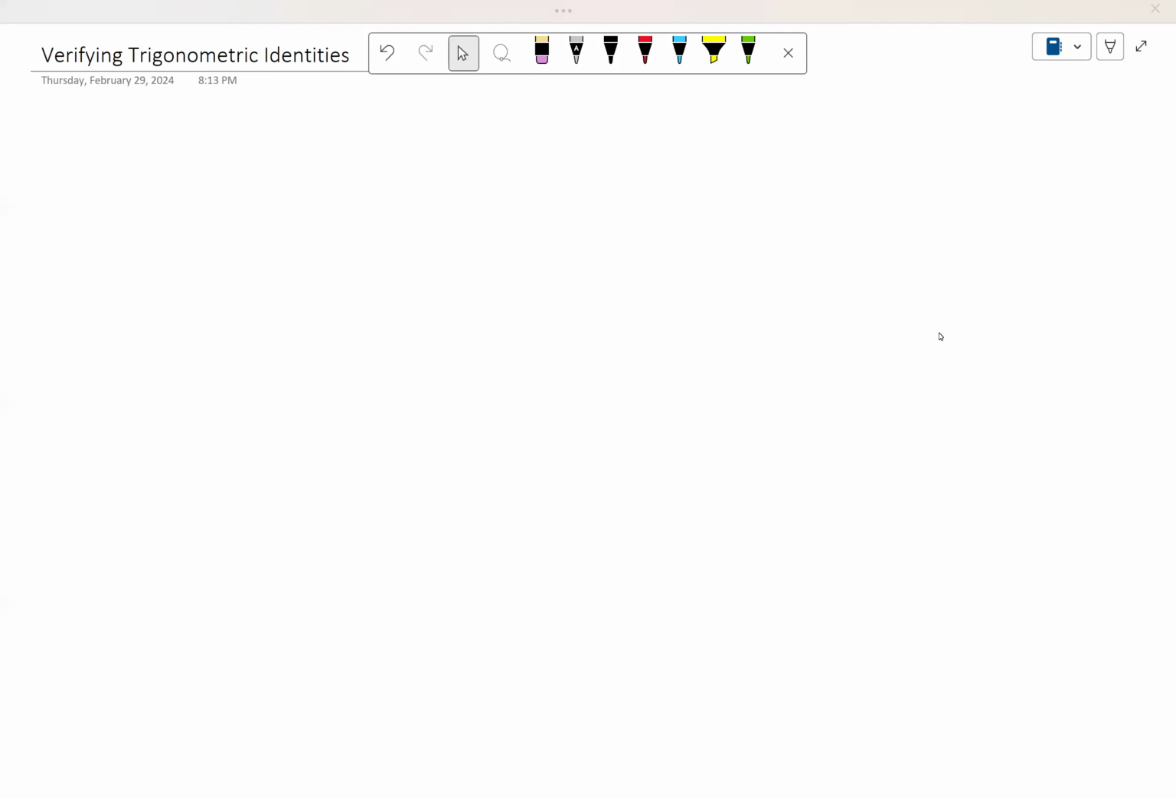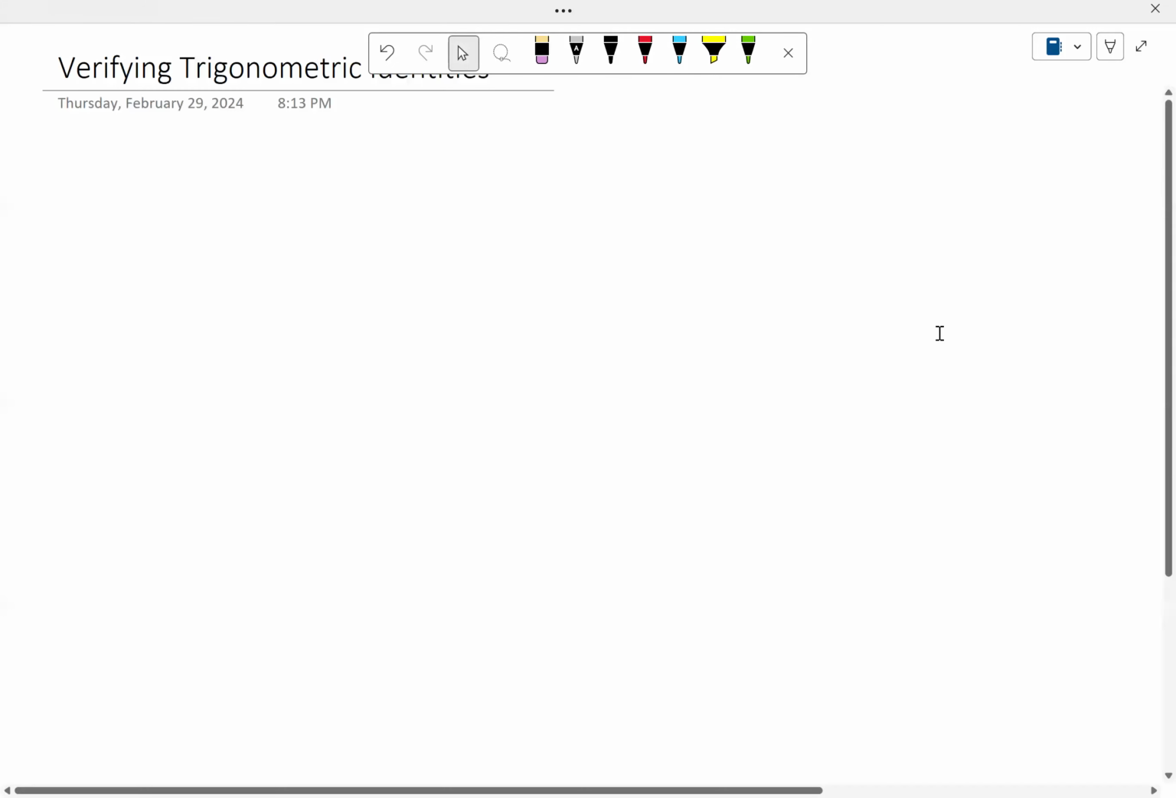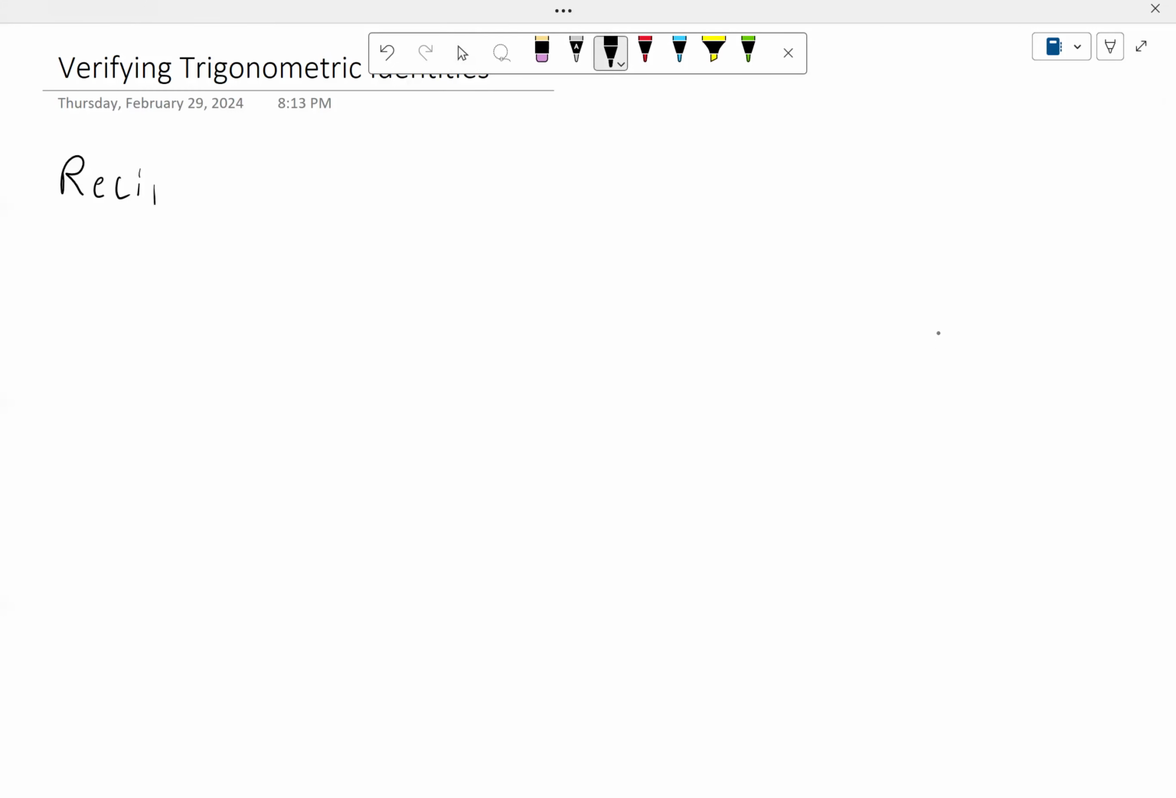So we have a bunch of trigonometric identities, right? The identities that we have so far are the reciprocal identities. Maybe I could try to write a little bit neater here. We have the reciprocal identities. This would be like sine is 1 over cosecant, cosecant is 1 over sine, right? And so on. We have the quotient identities. Right, this is like tangent is equal to sine over cosine, cotangent is equal to cosine over sine.